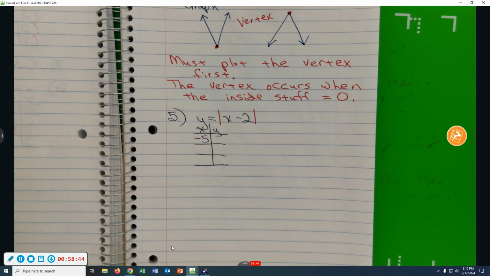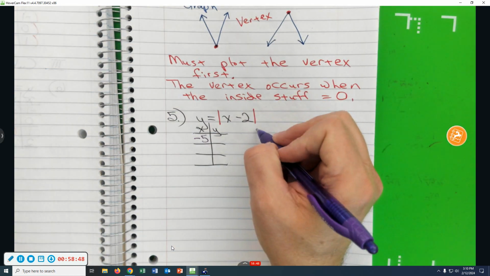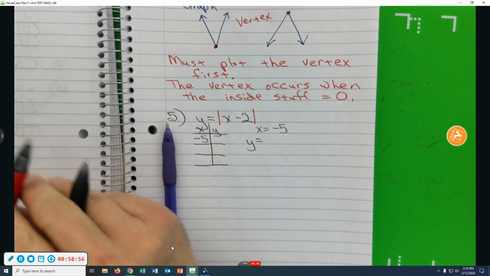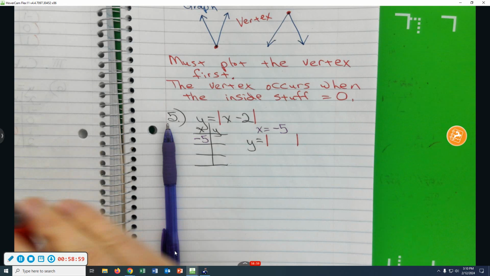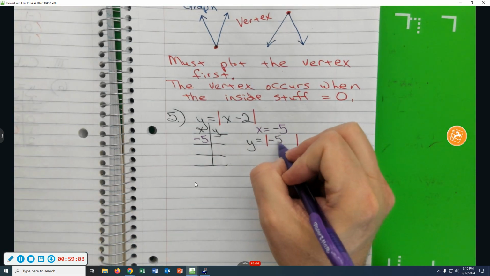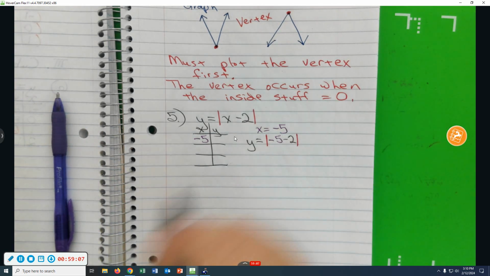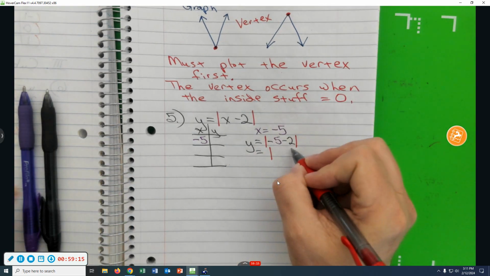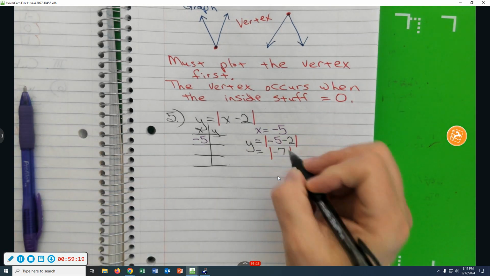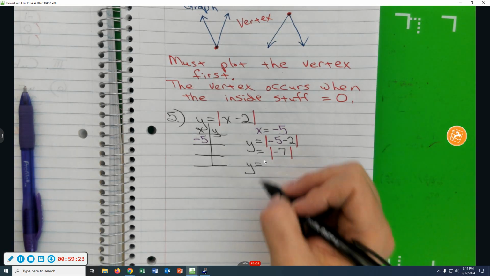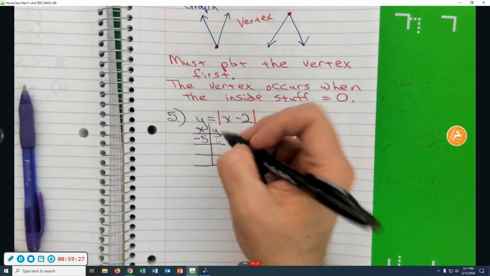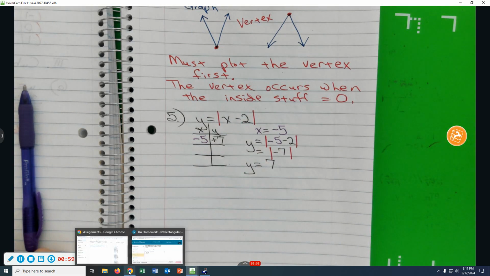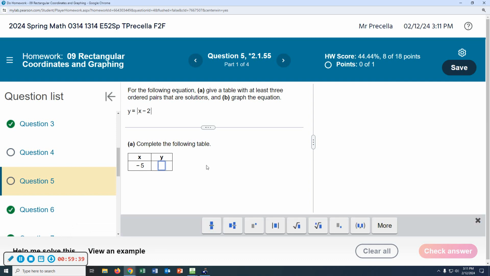So the first thing we have to do, the -5 is in the x column, so we're going to plug in -5 for x. That'll give me y equals the absolute value of -5 minus 2. -5 minus 2 is -7, so we have the absolute value of -7. What's the absolute value of -7? Positive 7. So the first row of the table, that's a +7. Okay, so come over, type in 7.